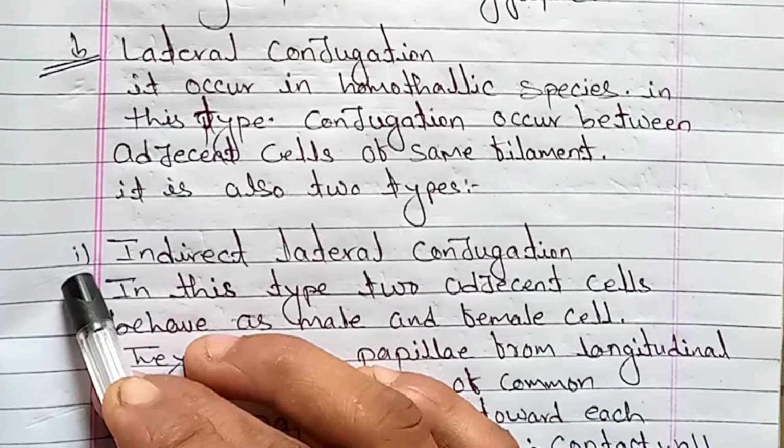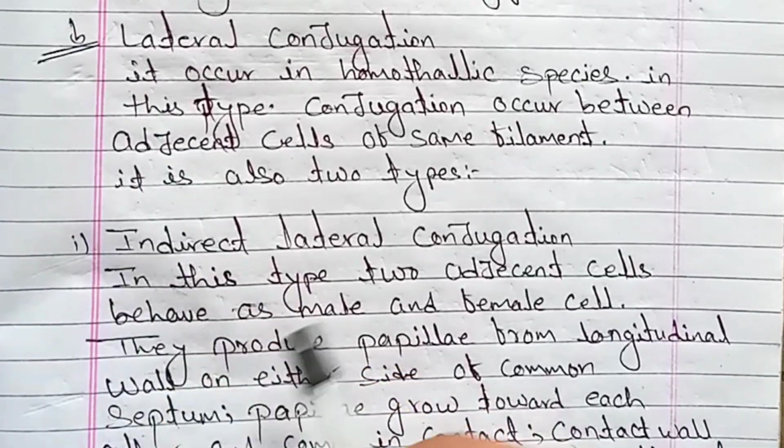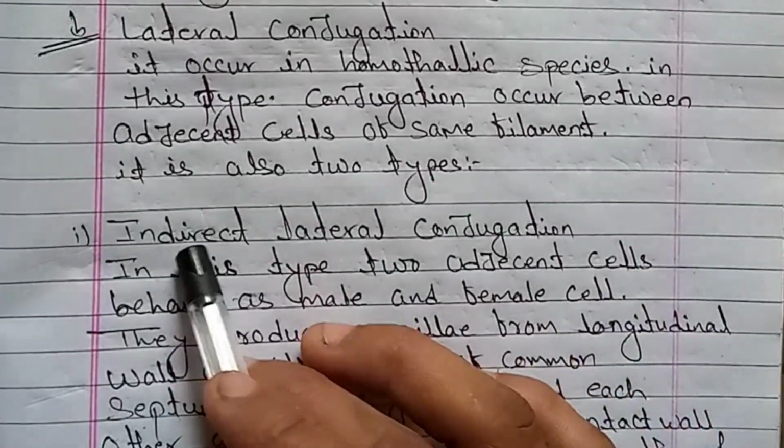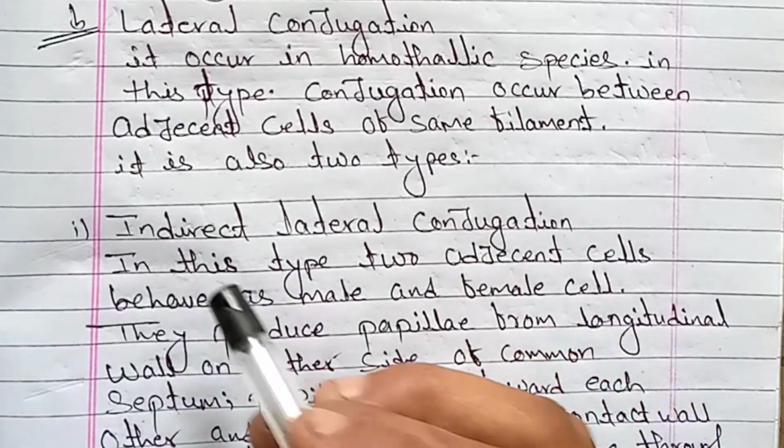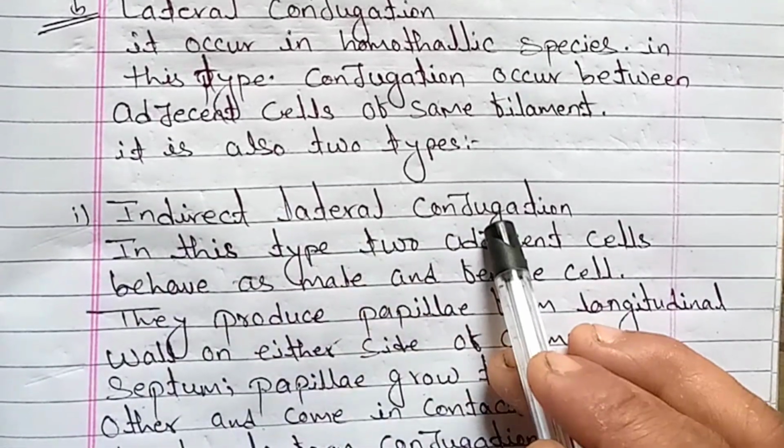Point number 1, indirect lateral conjugation, and the other is direct lateral conjugation. So indirect lateral conjugation.